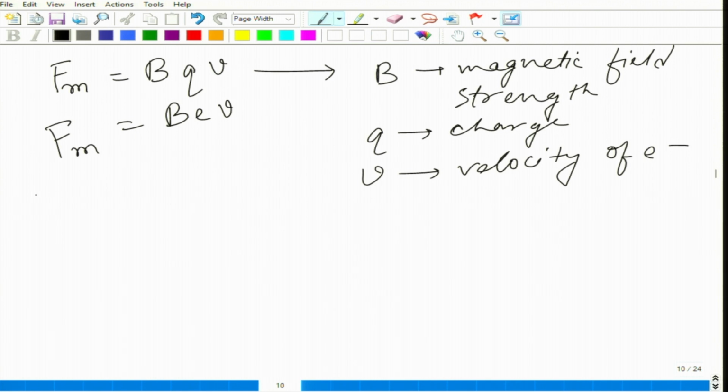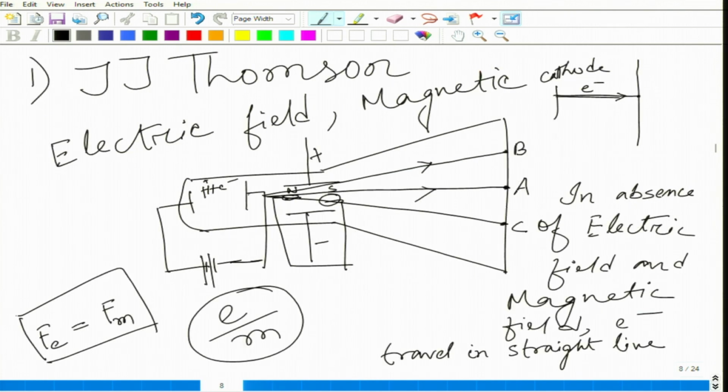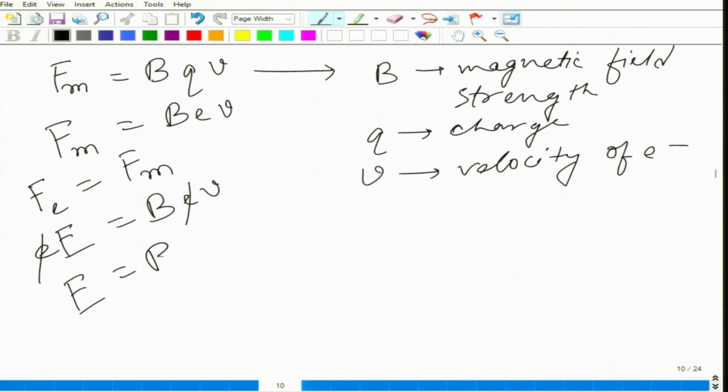So basically, in this experiment, we had seen that they assumed the electrical force and the magnetic force as equal. If Fe is equal to Fm, so capital E equals BV. From here we get the formula for the velocity of the electron as E by B.